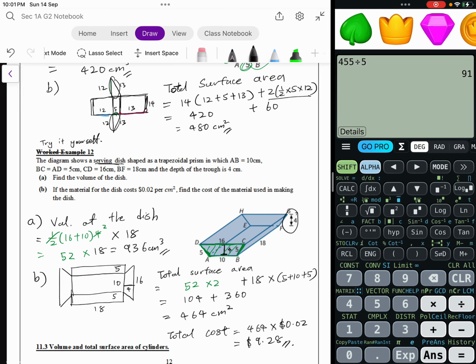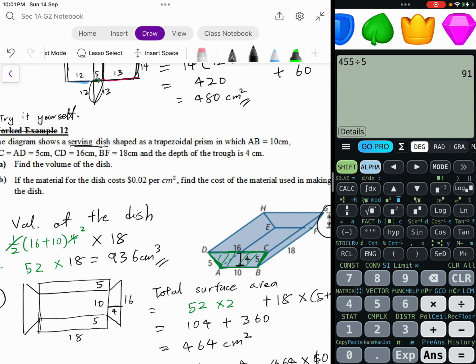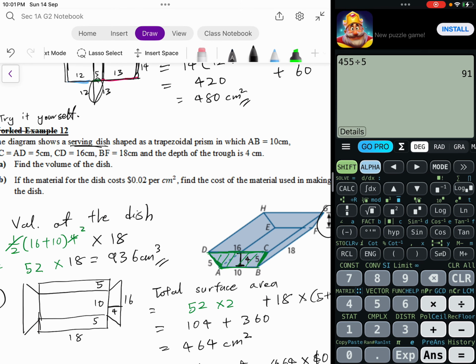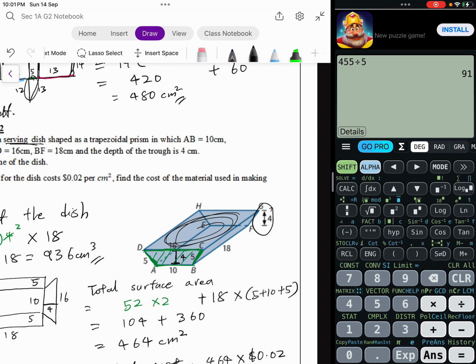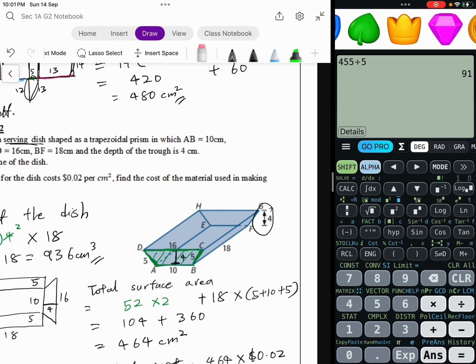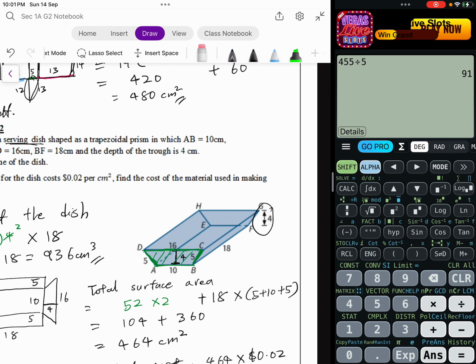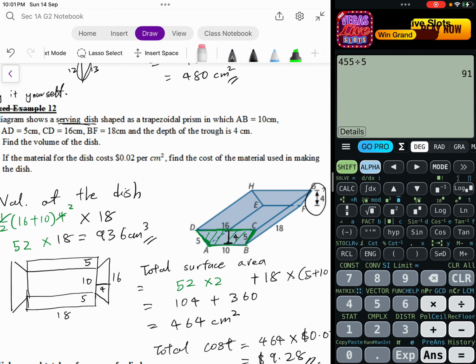Okay, so next one, this one was a printing error, so it's try yourself 12. Okay, now it shows a serving dish. Now this serving dish does not have a top cover. Alright, you need to remember this one. This one is not a box. Okay, the top is not there. But to find the volume is the same. So imagine if it's filled with water, you want to find the volume of the water.